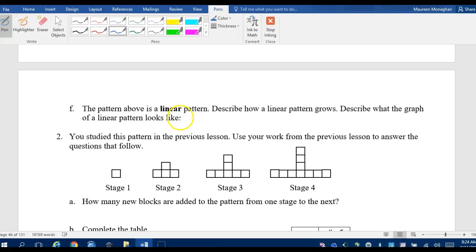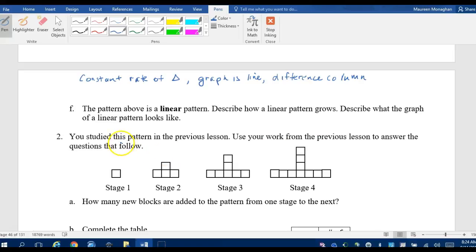Well, there are many different answers, but some of the information, I'm going to write above because I'm limited with space, is it has a constant rate of change. That is a linear pattern. It also, with the graph, is a line. That is a linear pattern. And then we have our difference column on the table. So these are some examples of a linear pattern.